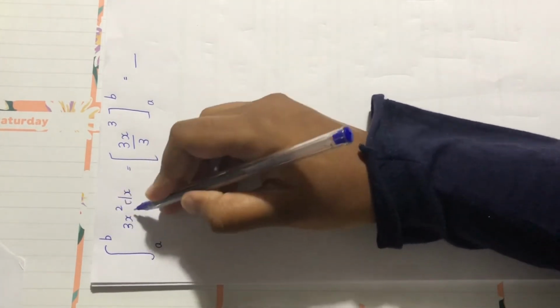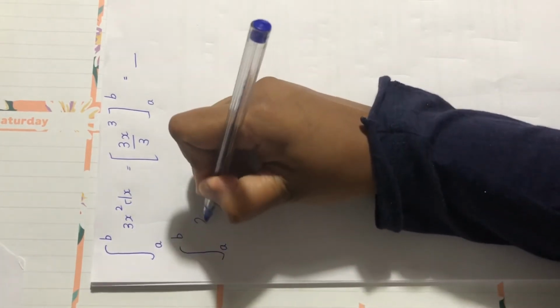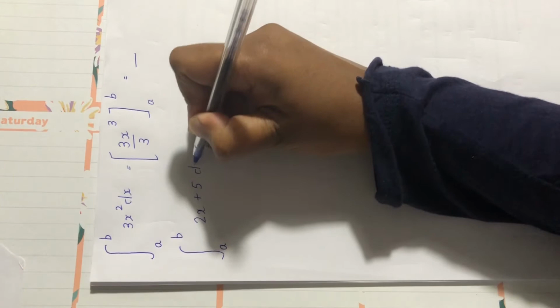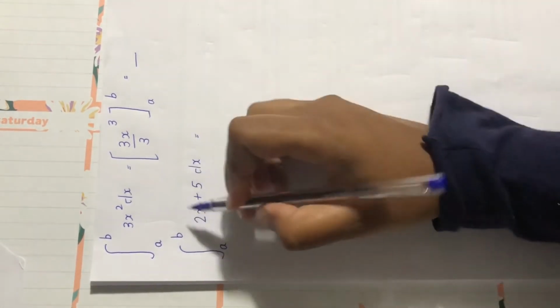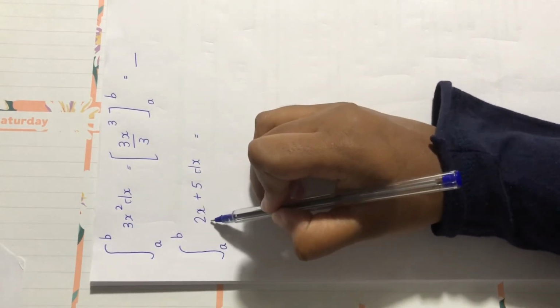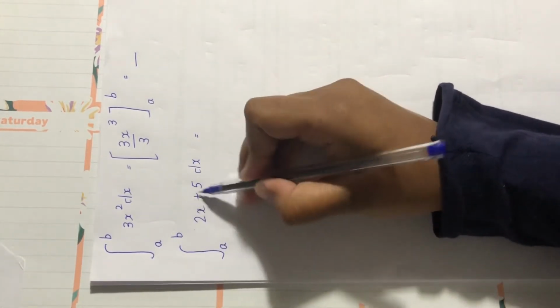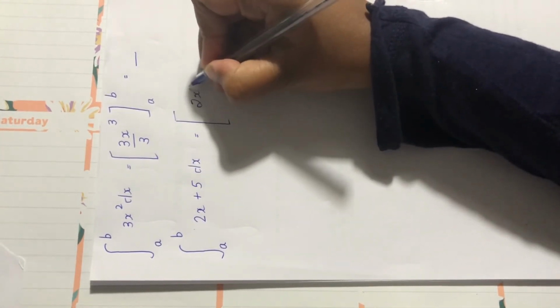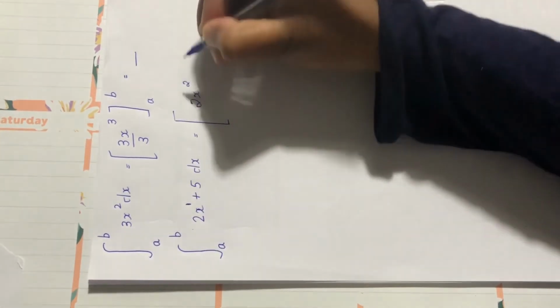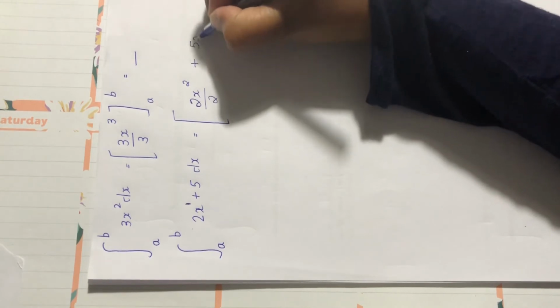Now, this is one term. But what if you have an expression? Integration between a and b of 2x plus 5 dx. Here you have an expression, one term plus another term. Whenever you have such an expression to integrate, we are going to consider one term at a time. So we have 2x, power 1, 1 plus 1 is 2, 2 divided by 2, plus, now if you integrate a constant, it's going to be 5x directly.